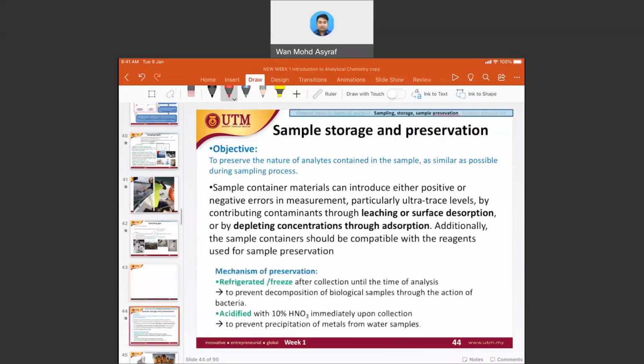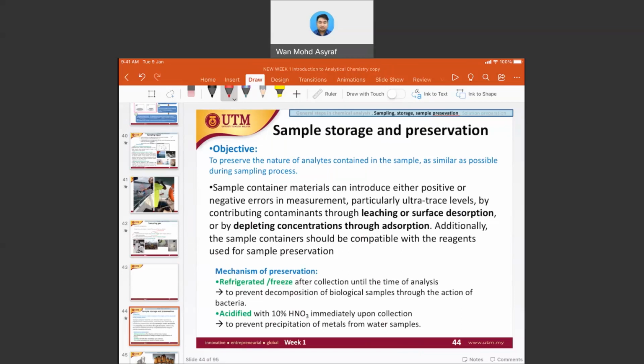All right. So now we are going to sample storage and preservation. So basically, the objective of sample storage and preservation is to preserve the nature of the analytes in the sample as similar as possible during the sampling process. We don't want the nature of the sample to be changed from time to time as we are waiting for it to be analyzed. So that's why the emphasis is given to sample storage and preservation.